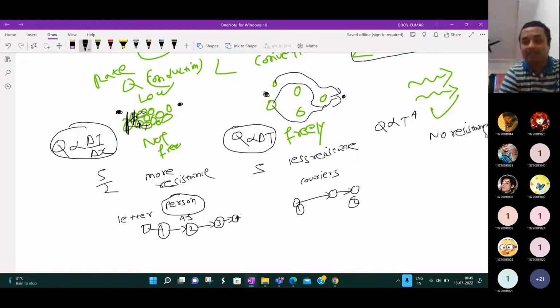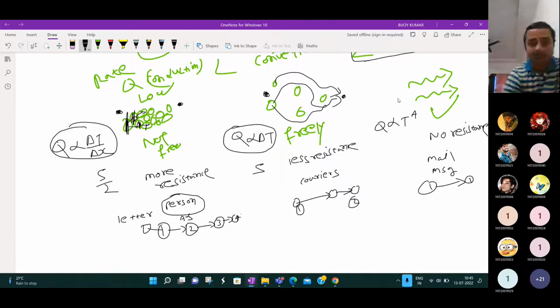Then there is no resistance. No resistance is like the mail system, or you can say WhatsApp messages, in which you can send directly from one person to another person. There is nothing in between, so the message can go quickly. So this is the difference. You can relate these things to practical examples. Okay, I just gave an example.